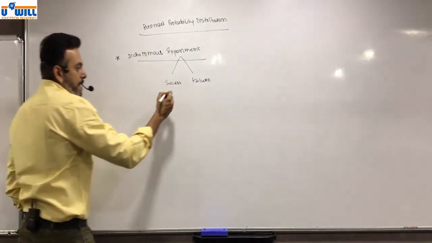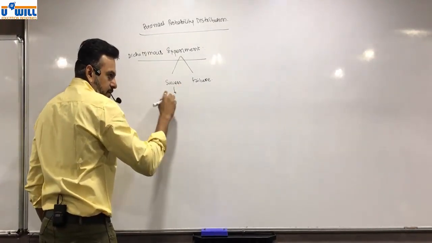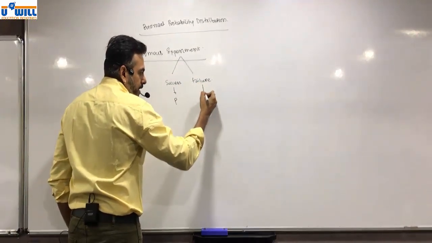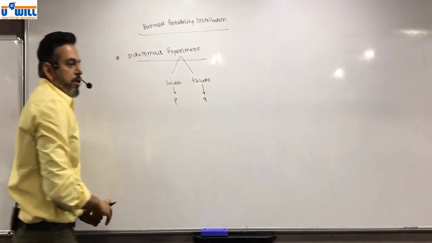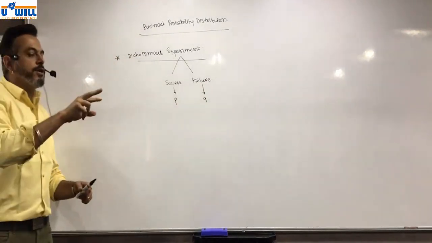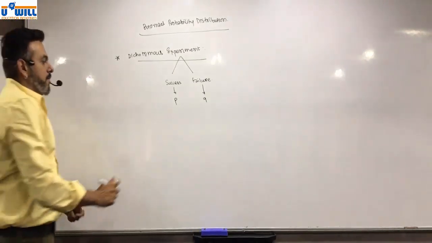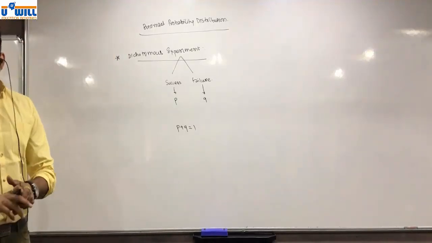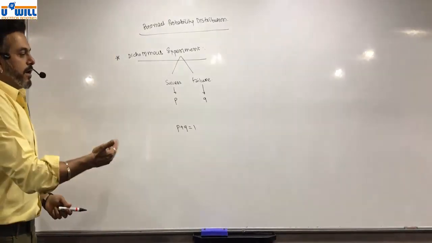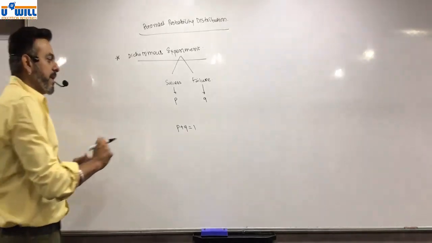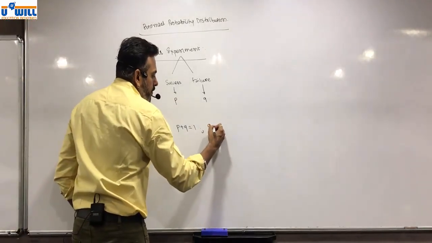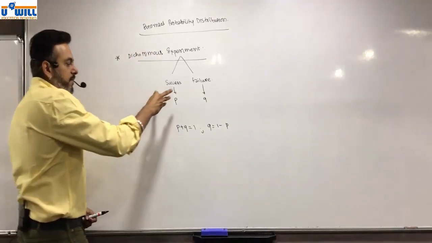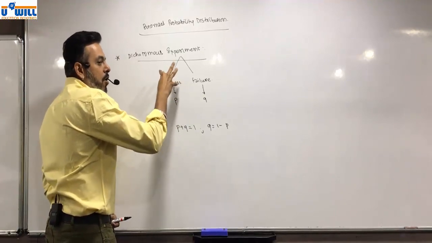Now, the probability of getting success is denoted by small p, and the probability of getting failure is denoted by small q. Since there are only two outcomes, can we say p plus q is equal to 1? Yes. Because दो ही outcome है, तो उसका total करेंगे तो it will be 1. Can I also say q is equal to 1 minus p? Yes. Now, what is p? P is the probability of success.